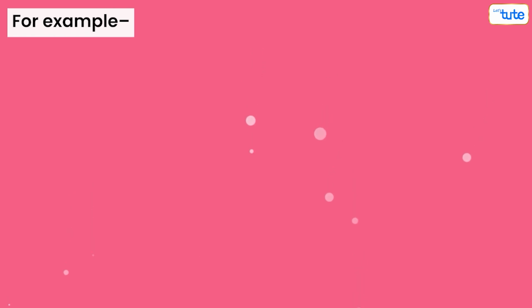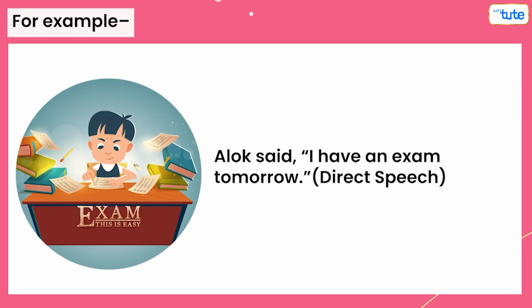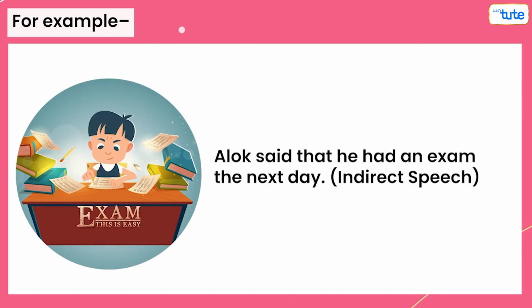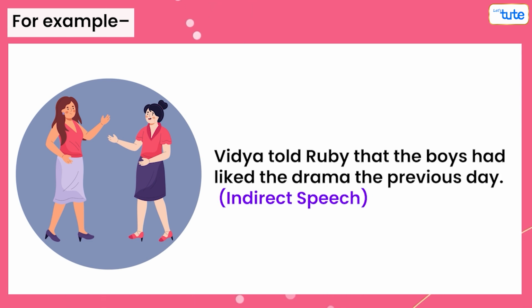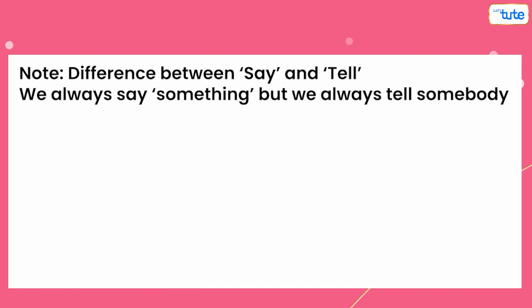Let's look at a few more examples. Alok said, "I have an exam tomorrow," which is in direct speech. Alok said that he had an exam the next day, indirect speech. Vidya said to Ruby, "The boys liked the drama yesterday," which is in direct speech. And if we have to change it in indirect, Vidya told Ruby the boys had liked the drama the previous day. Note the difference between say and tell.